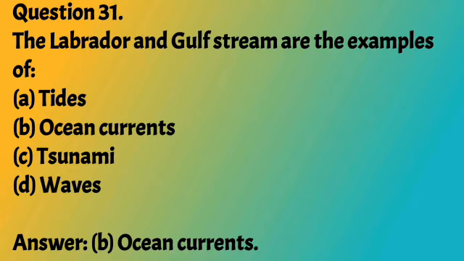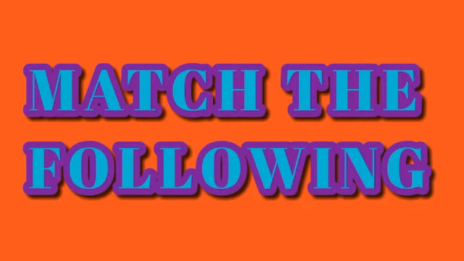Question 31. The Labrador and Gulf Stream are the examples of A. Tides. B. Ocean currents. C. Tsunami. D. Waves. Answer B. Ocean currents.